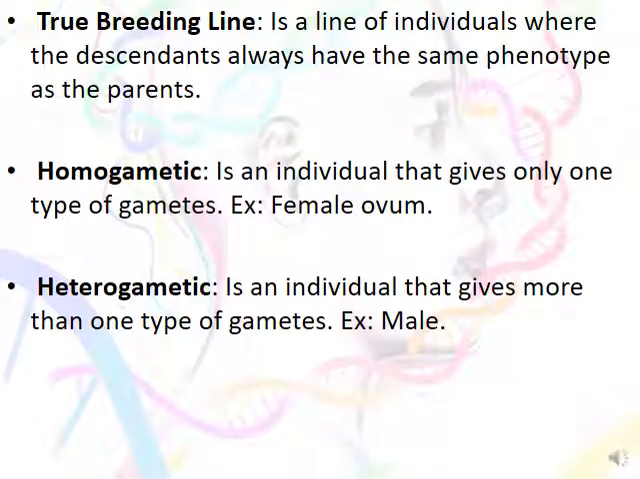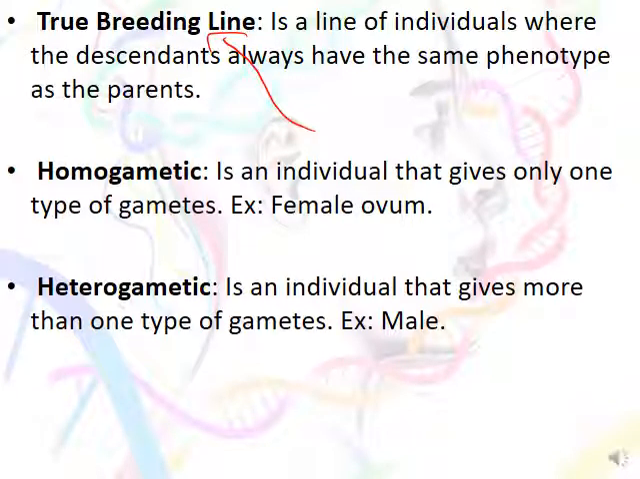Then let's continue. Talk about the true breeding line. What is the meaning of true breeding? True breeding is a line of individuals where the descendants always have the same phenotype as the parent. For example, a black mouse is crossed with another black mouse. All the descendants have the same phenotype as the parents. So this is called a true breeding line.